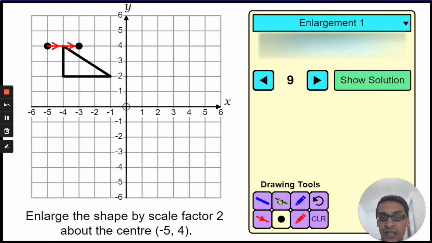Now actually, again, we can just draw the shape out. We know this new triangle is going to be twice as big. So if the height of the original black triangle is 2, the height of our new triangle is going to be twice as big, which is 4.